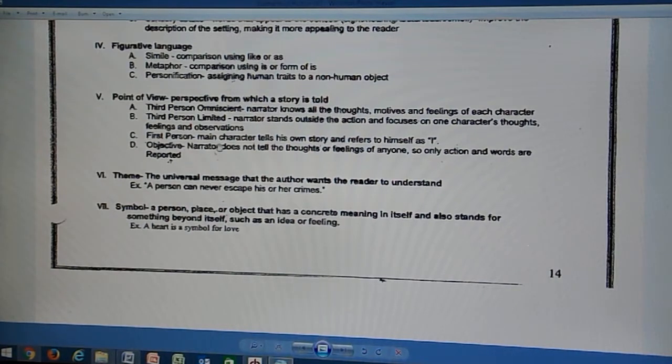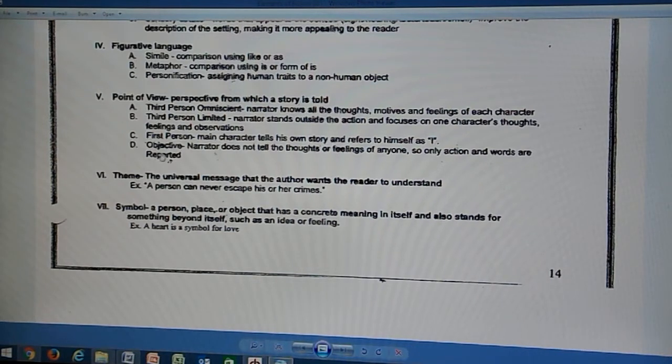And this is where the main character tells his or her own story, and they tell it using the word I. So, I am number 1, so I am the first person. Always remember that, and that'll help you to remember the difference in first person and third person. Okay? So, first person, I am number 1, and it's told from the point of view of the main character, and they would refer to himself or herself as I.